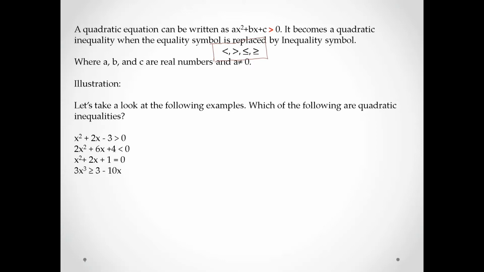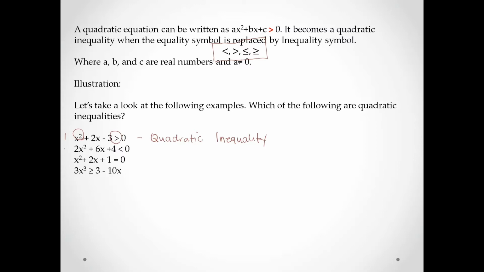So let's have this number 1. The equation is x squared plus 2x minus 3 greater than 0. This one is considered as quadratic inequality. Bakit siya quadratic inequality? First is we have the inequality symbol, and then second is we have the degree of 2. Again, to consider an equation as quadratic inequality, we need to consider 2 things: the inequality symbol, and then the exponent, which is 2.